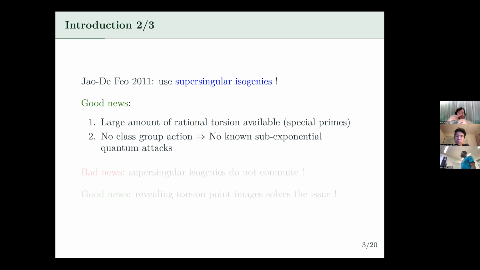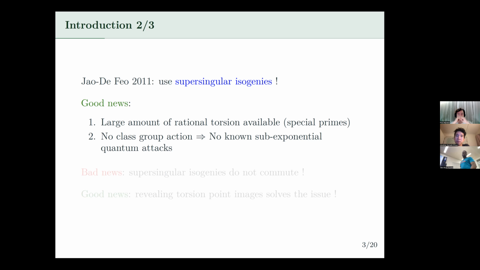Why do we use supersingular isogenies? First of all, with ordinary curves you don't usually have sufficient rational torsion points. This is solved with supersingular curves, where you can build your curves with special primes in such a way that you have a sufficient amount of rational torsion points over F_p squared. The second advantage is that you don't have any class group action with supersingular isogenies in general.